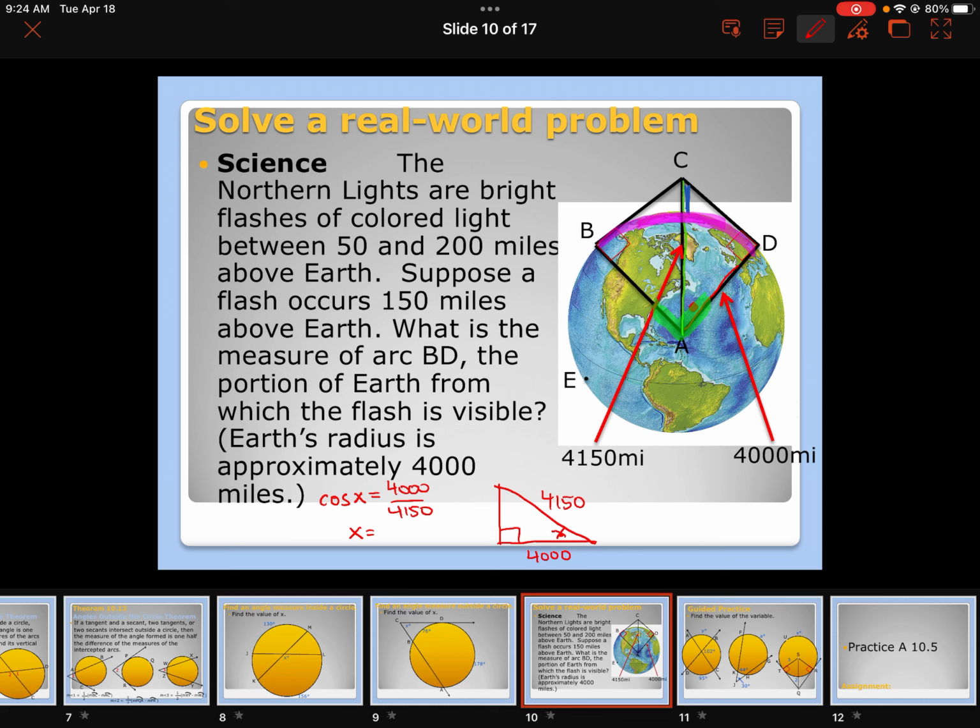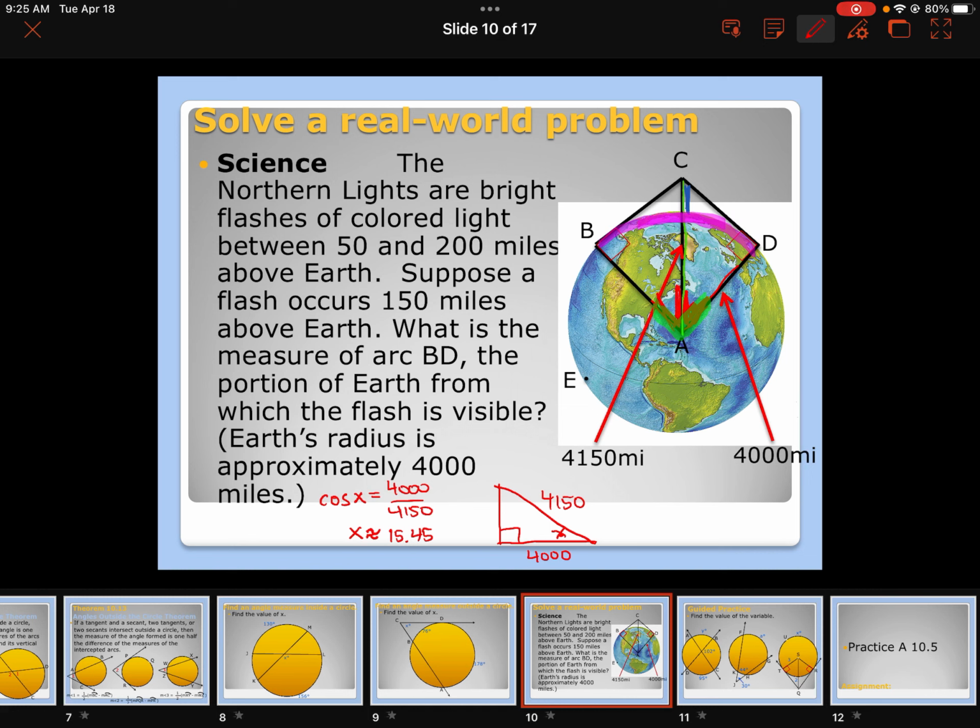To get x by itself, you got to use inverse cosine. Just be careful, make sure you're in degree mode. Type this in your calculator. Inverse cosine of 4,000 divided by 4,150. And that's going to give me a decimal, obviously. So our answer is approximately 15.45. That's not exact. Now, if that's what x is, remember that's this angle right here.